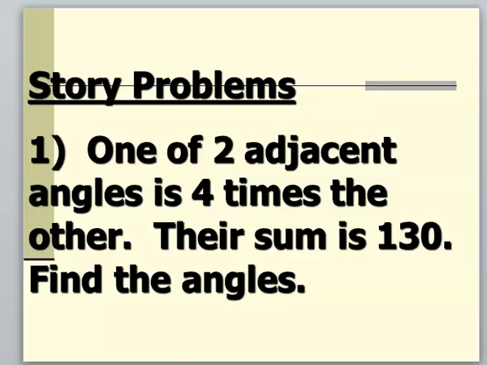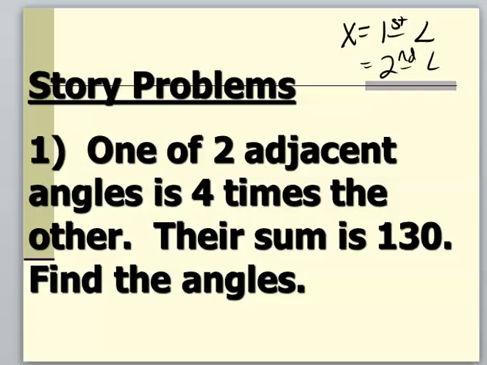We're going to use these for story problems. Number 1 says one of two adjacent angles is 4 times the other. Their sum is 130 degrees. Find the angles. When you start a story problem, there are two angles we're looking for. We're always going to call the first angle x. So at the top I'm going to define my variables. x is my first angle.